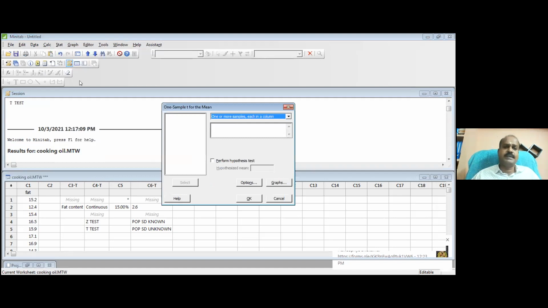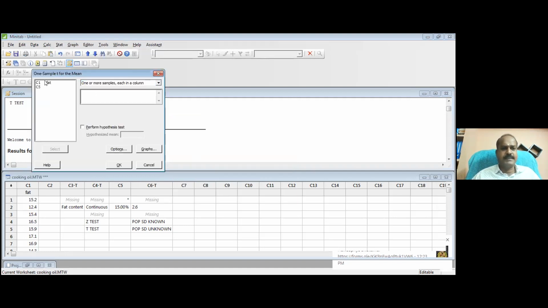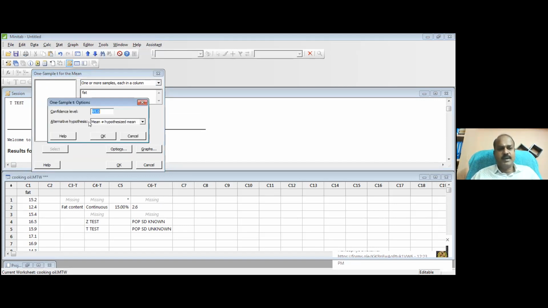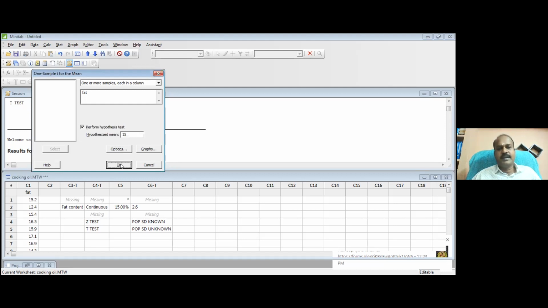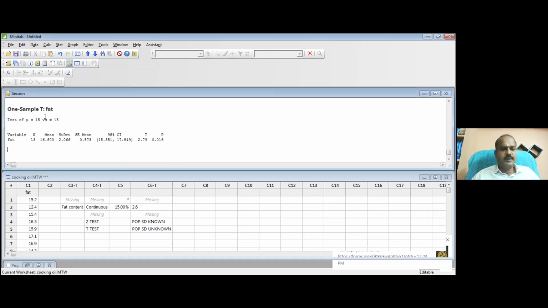Now, in the one-sample t-test, where is the data? Data is again in column 1. And now Minitab is not asking me the standard deviation. Why? Because Minitab knows I don't know the standard deviation. That is the logic behind the t-test. Perform hypothesis test. What is the hypothesis mean? Again 15. And now what is the alternate hypothesis? Mean not equal to 15%. I give OK. Again I give OK. And now everything is conducted.